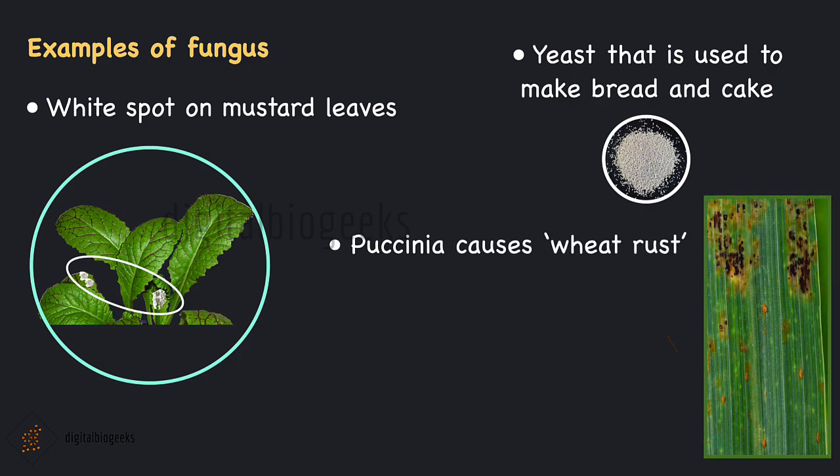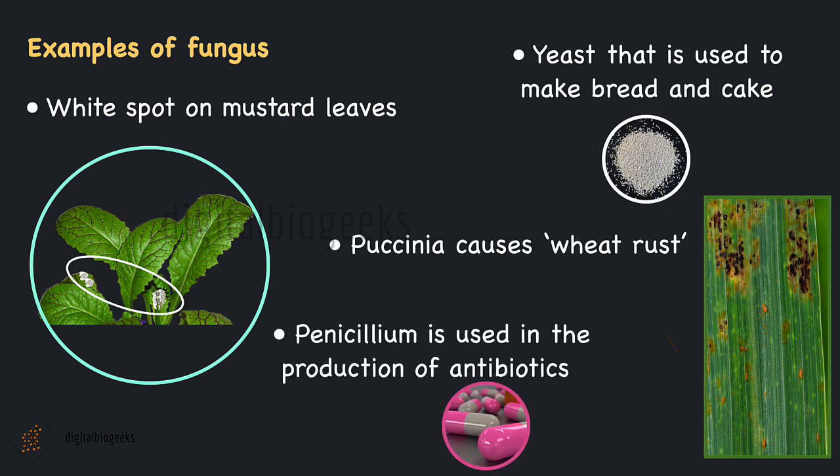Some fungi cause diseases in plants and animals, like Puccinia causes wheat rust. It can attack stem and leaves. Infected wheat plants may produce shriveled grains. Penicillium is a useful fungus known for its role in making antibiotics.